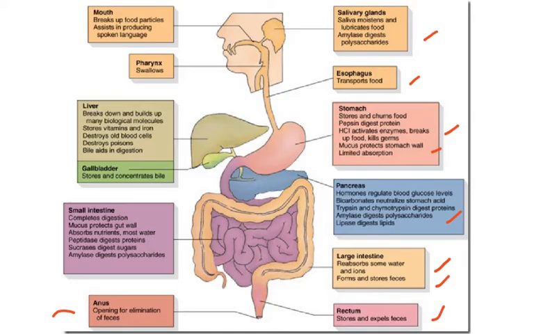Small intestine completes digestion. Mucus protects the gut wall, absorbs nutrients, most water, digestion of proteins, digestion of sugars, and digestion of polysaccharides. Gallbladder stores and concentrates the bile. Please remember the bile is made by the liver. So the liver breaks down and builds up many biological molecules, stores vitamins and iron, destroys old blood cells, destroys poisons and bile acids. Bile aids in digestion. So basically the liver cells make the bile. Then the pharynx is where it's swallowed. Mouth breaks up the food particles, assists in producing spoken language.